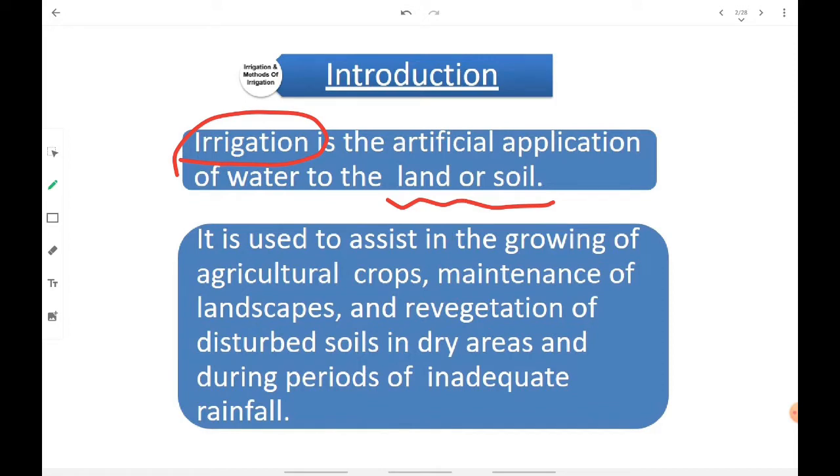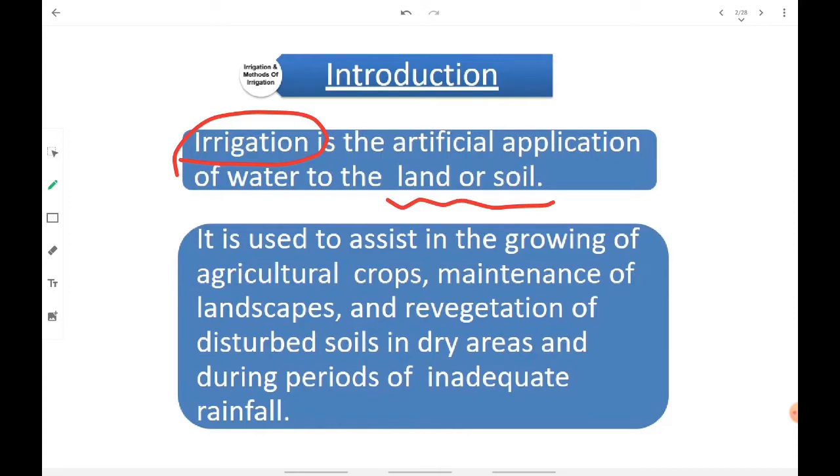Now what are the advantages or what is the purpose of having irrigation? It is used to assist the growth of crops in farms, maintenance of landscape, and revegetation of disturbed soils in dry areas and during periods of inadequate rainfall. In order to reclaim a land which has gone barren, we can have irrigation there so that the land can be reclaimed and can again grow some plants or crops.